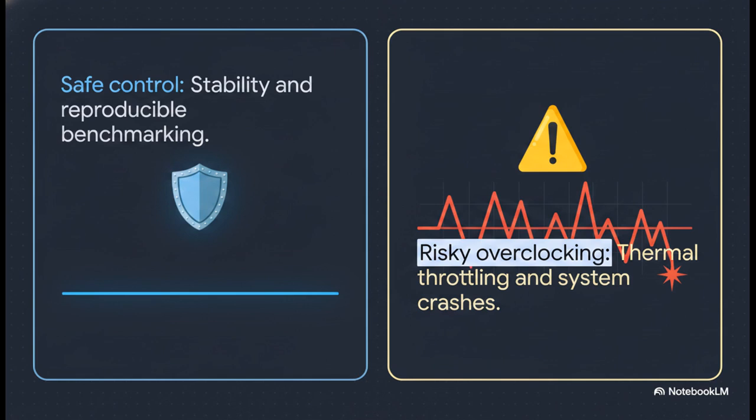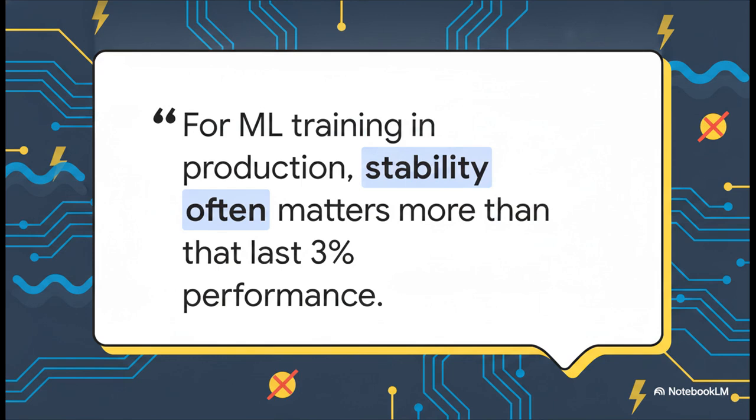And doing that, it invites total disaster. You're going to generate excess heat, which causes severe thermal throttling, system crashes, and honestly, the absolute worst nightmare for ML engineers, silent data corruption. That's where your model learns absolute garbage and you don't even get an error message telling you why. No way you want to deal with that. There's a golden rule you really need to remember here. For ML training and production, stability often matters more than that last 3% performance.